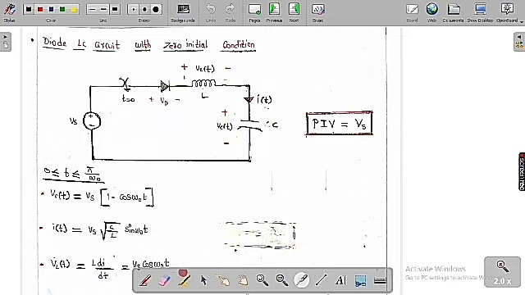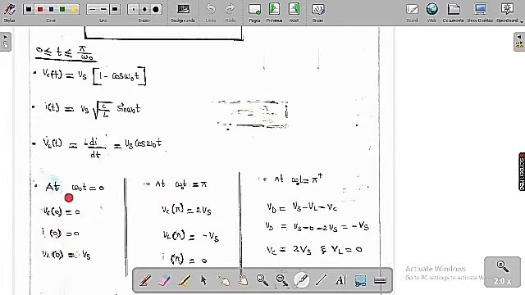So these equations are going to hold only in the region of 0 less than or equal to t less than or equal to pi by omega naught. Now we will see the values of everything at different time instants. Suppose at omega naught t is equal to 0, then what are the values of Vc, I and Vl? If you substitute omega naught t equal to 0, then Vc of 0 is 0, I of 0 is 0, and Vl of 0 is Vs. So these are the values you get at omega naught t equal to 0.